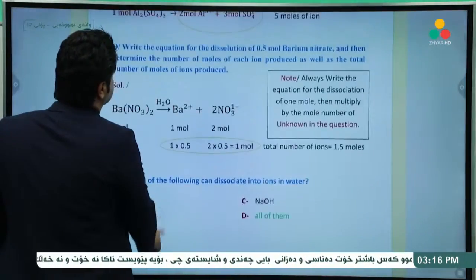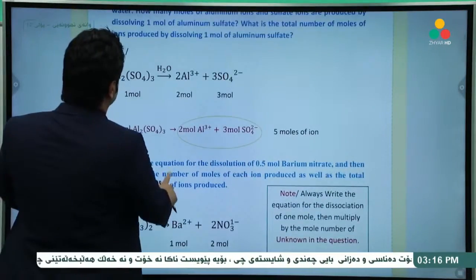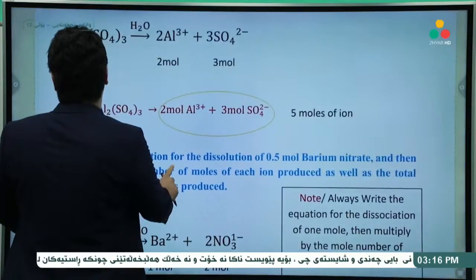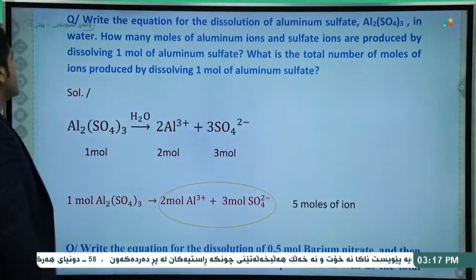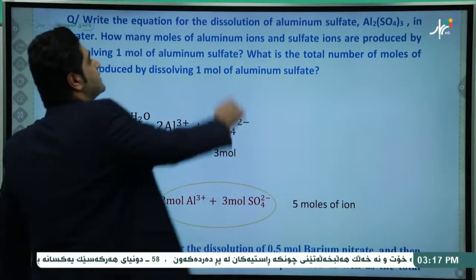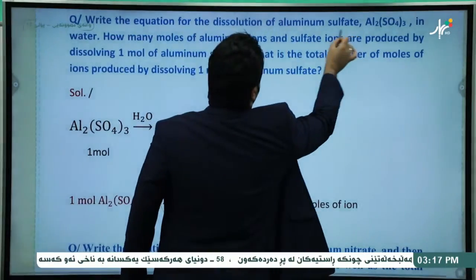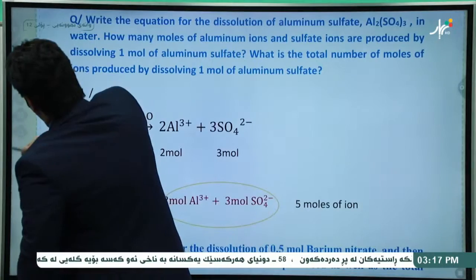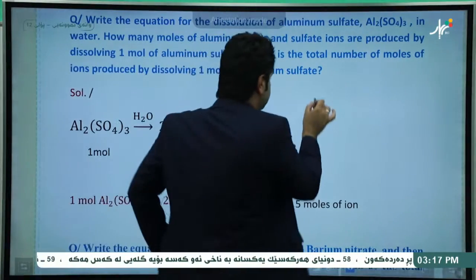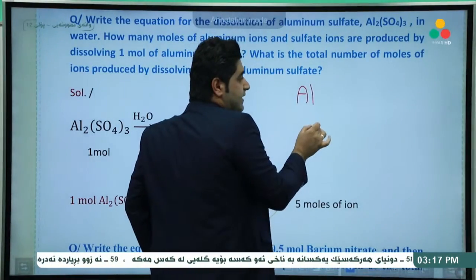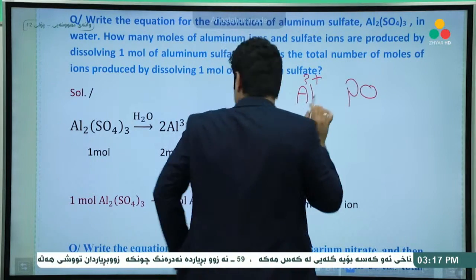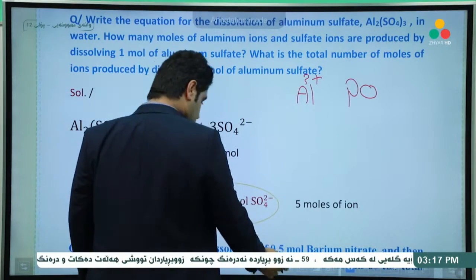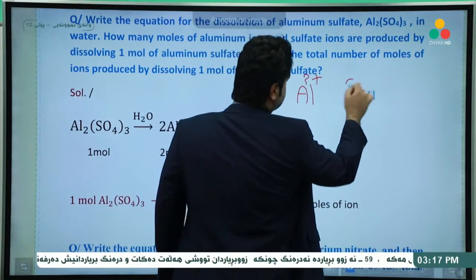I have another question. Write the equation for the dissolution of aluminum sulfate. Oh, aluminum sulfate. This is aluminum sulfate. Al is plus 3. Aluminum sulfate.